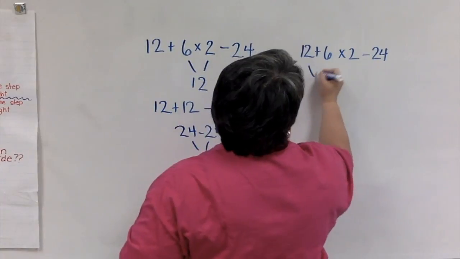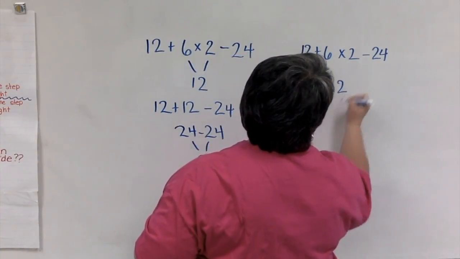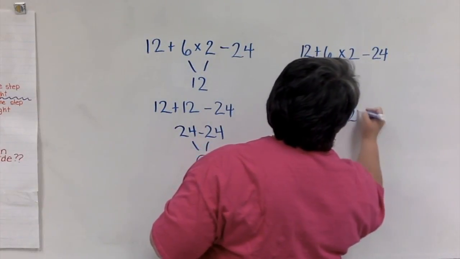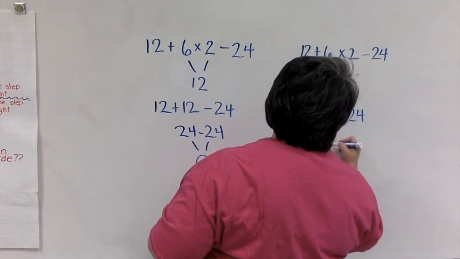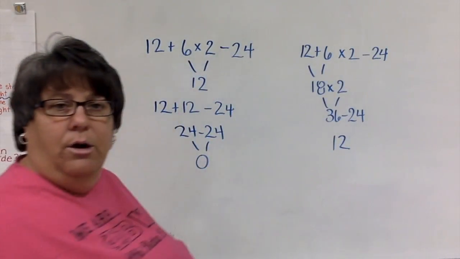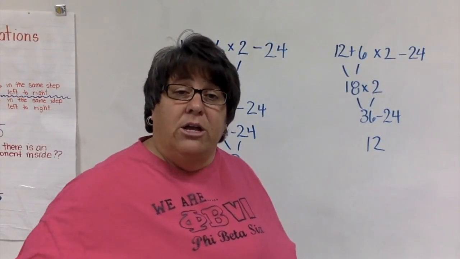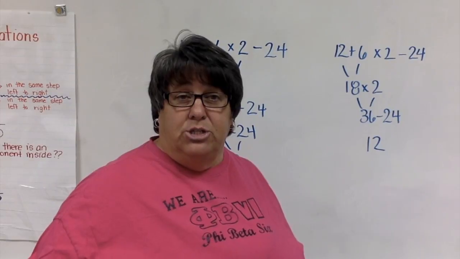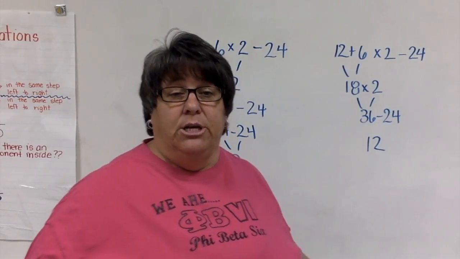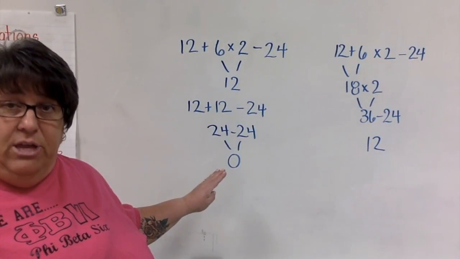Twelve plus 6 is 18. 18 times 2 is 36. Minus 24 would give me 12. Uh-oh, I didn't get the same answer, did I? So if you're not going to use order of operations to solve the problem, then you're not going to get the same answer as the person who wrote the problem, and that's going to throw off calculations.